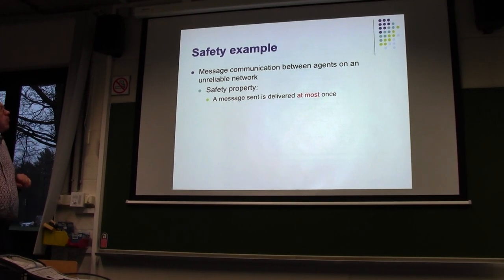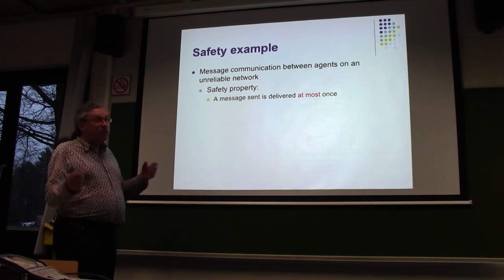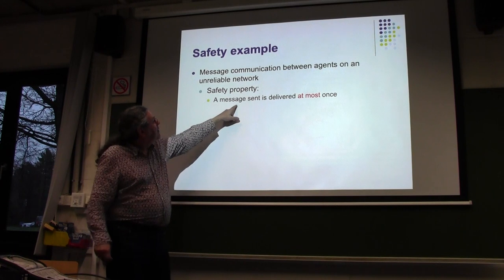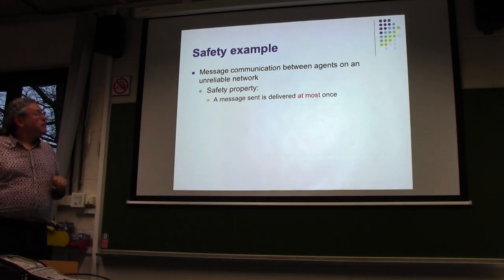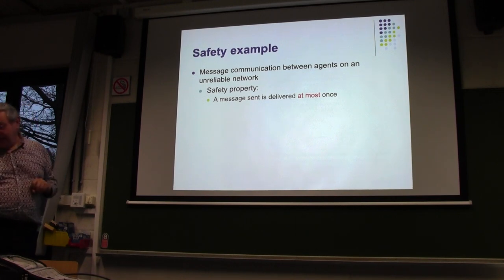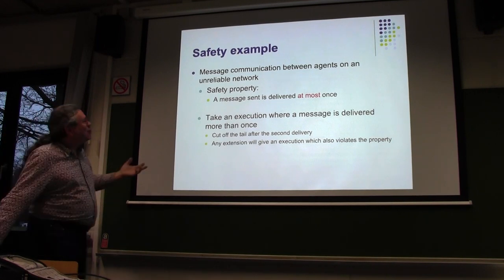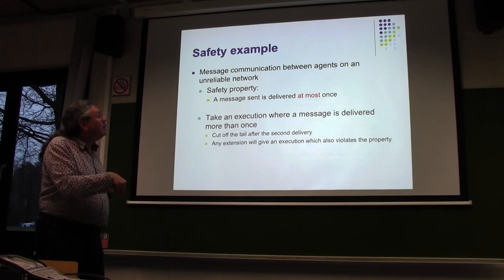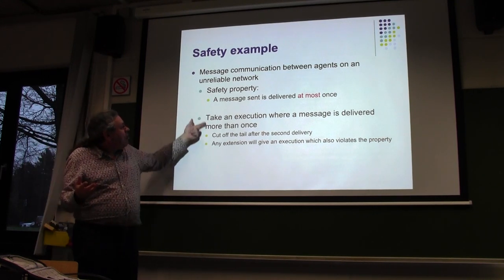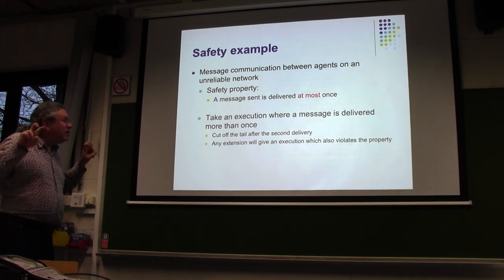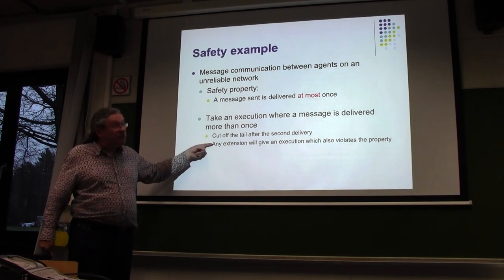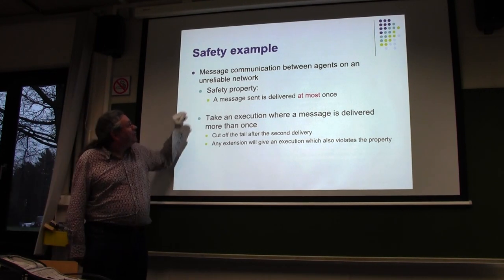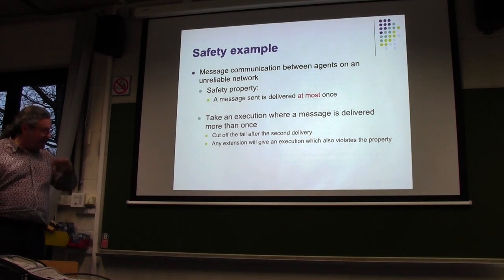So here's an example of a safety property. Simple example. I send messages between two agents on an unreliable network, a message from agent 1 to agent 2. Every message sent is delivered at most once. That is a safety property. So how can you break that? Well, it's very easy. You deliver the message more than once. So it's delivered once, and then somehow, for some weird reason, it gets delivered a second time. The property is broken, but you cannot fix that. You cannot undeliver a message. You have delivered it twice. Whatever you do after that, the system is broken, because you have broken the system by delivering the message more than once. So that's an example of a safety property. Once you break an invariant, it's all over.